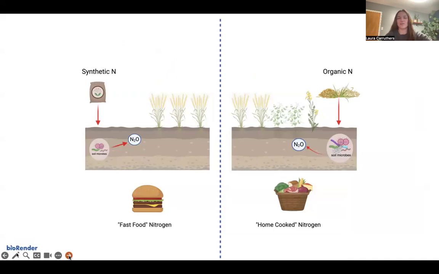So let's think of nitrogen like food for microbes. Synthetic fertilizer is fast food. It's quick and easy for microbes to process it into plant available forms. But this rapid conversion can also increase emissions risk. On the other hand, plant residues are like cooking from scratch. When microbes are given a basket of ingredients, it takes time and energy to break them down into plant available forms. This creates a slower release of nitrogen.